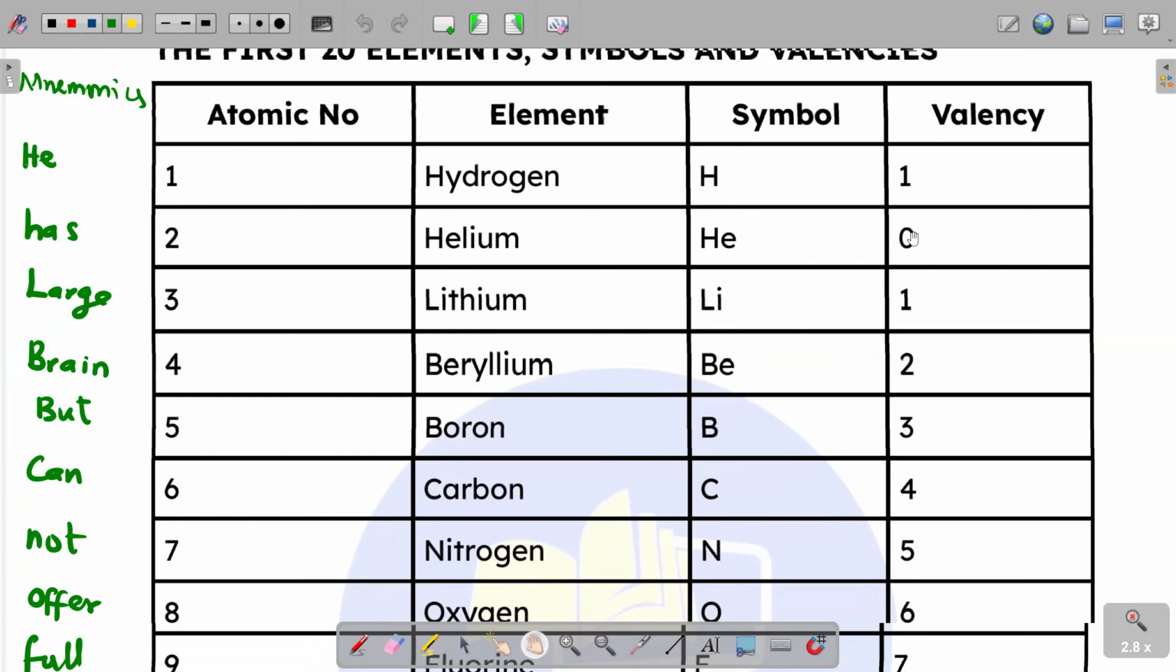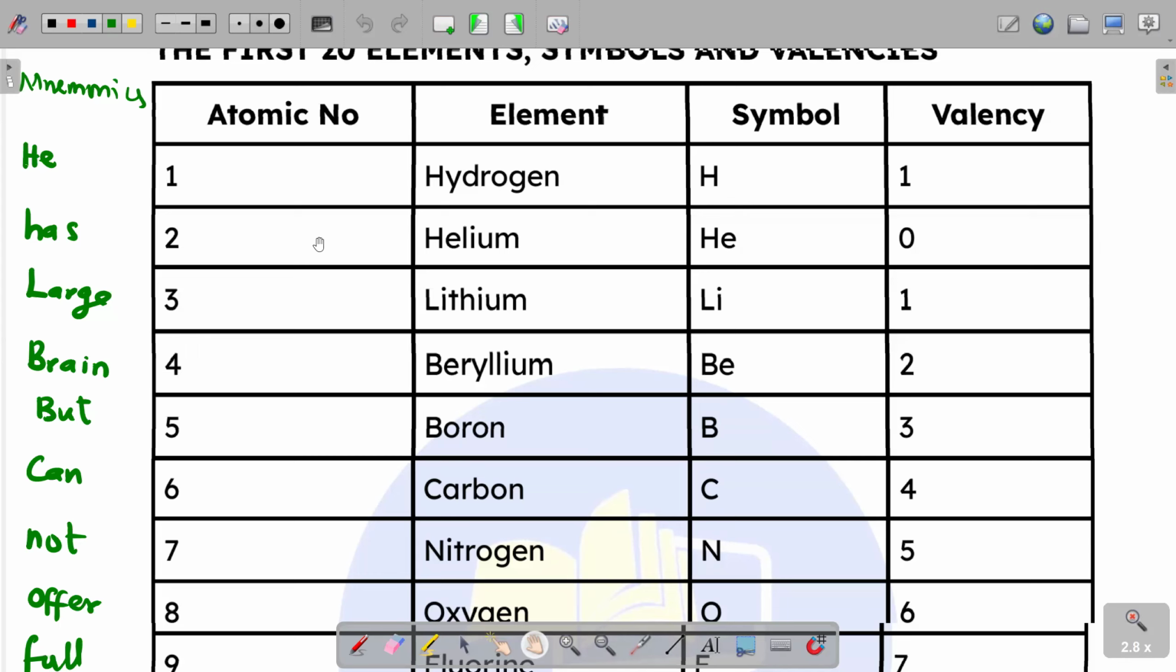Helium has an atomic number of 2, but its valency is 0, because since it has an atomic number of 2, it has just 2 electrons for it to be neutral. For neutrality, the number of protons and the number of electrons must be the same. If they are not the same, that atom will not be neutral. So if an atom has 2 protons and 2 electrons, it is going to be neutral.